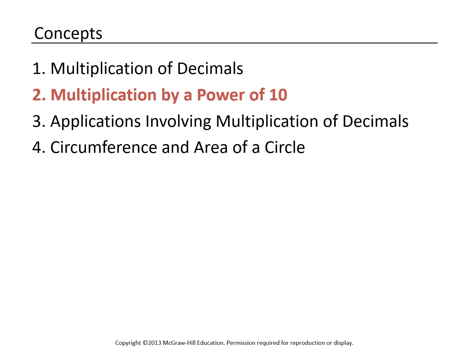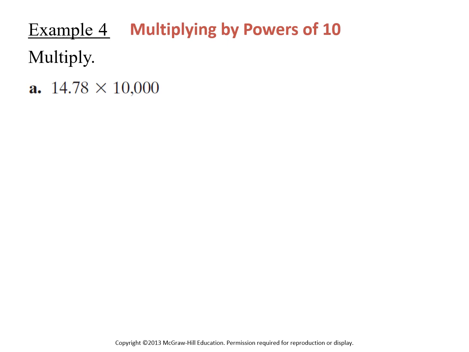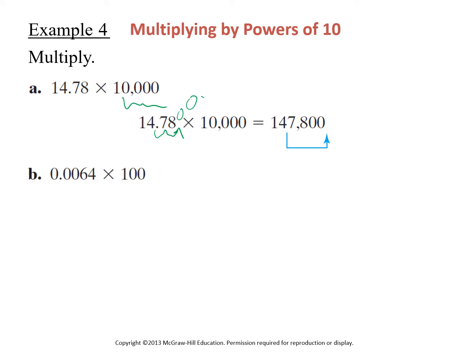So now we're going to multiply by powers of 10. And this is just a shortcut. If we count the number of zeros in the factors, that will be the number of places where we move our decimal point to the right. So when I multiply by 10,000, you see that I have 4 zeros here. And I simply move my decimal point 4 places to the right. And to do this, I had to add 2 zeros onto the end of the digits.